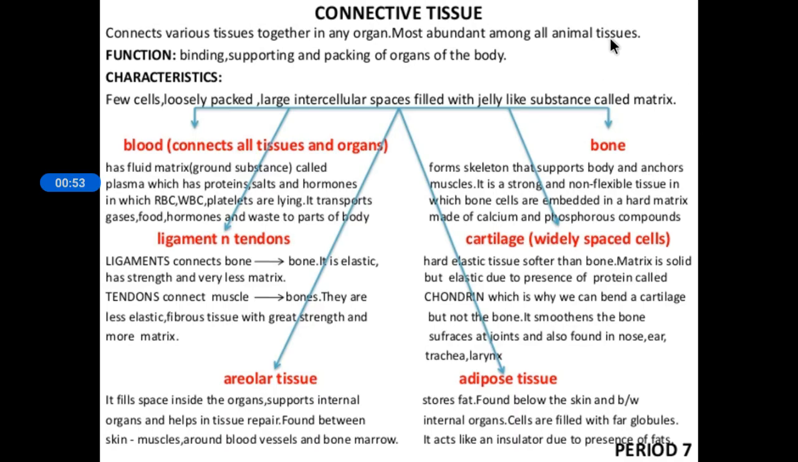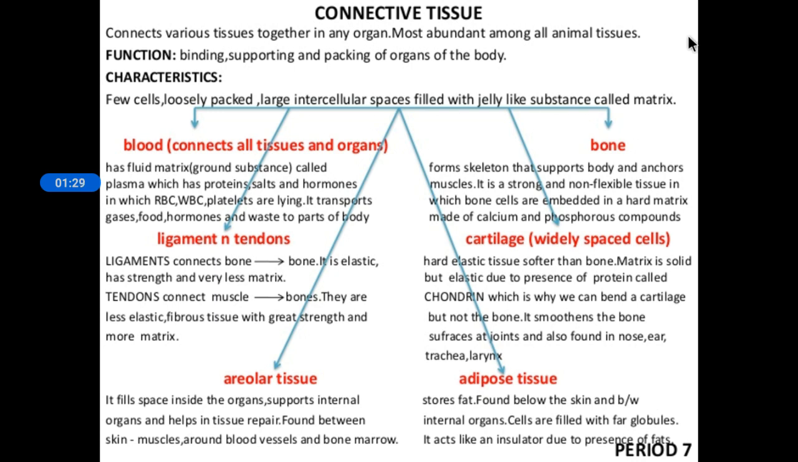Here you can see the explanation of the connective tissue. So what is meant by connective tissue? From that word itself, something which connects, right? So connective tissues connect various tissues together in any organ. It is the most abundant among all tissues. And what are the functions? The functions are mainly binding, supporting and packing of organs of the body.